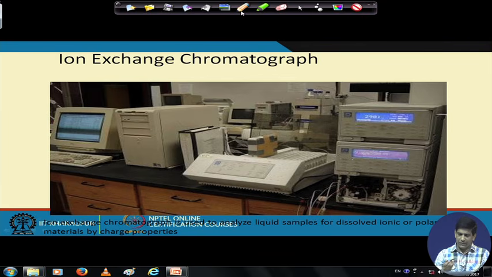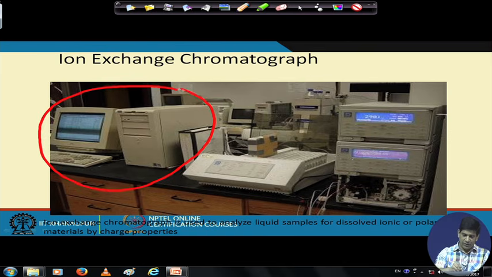Of course, this is an older version. This is a newer version, which looks much smaller and more compact. As you could possibly see from the computer itself, this is an older version. There is a computer control. All of these are computer controlled these days. Here you see the lab manual, which has all the QA/QC procedures and the standard operating procedures.